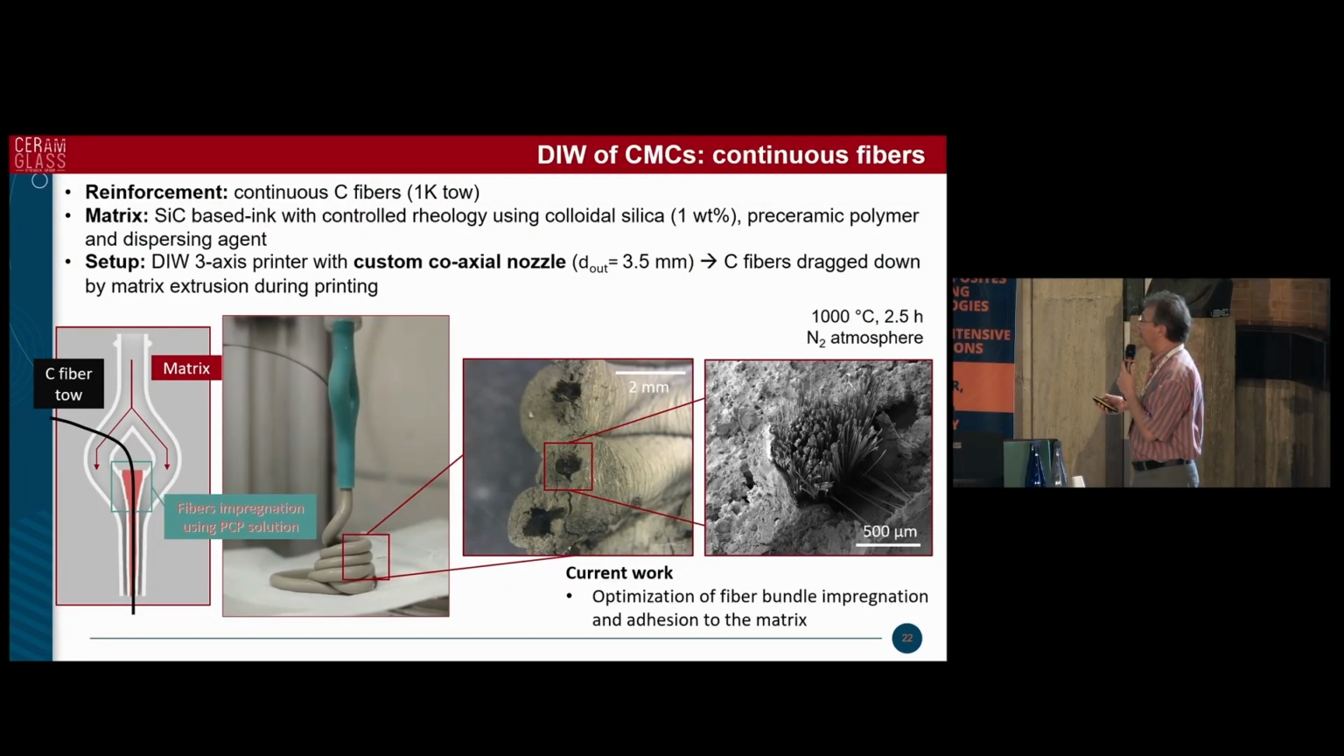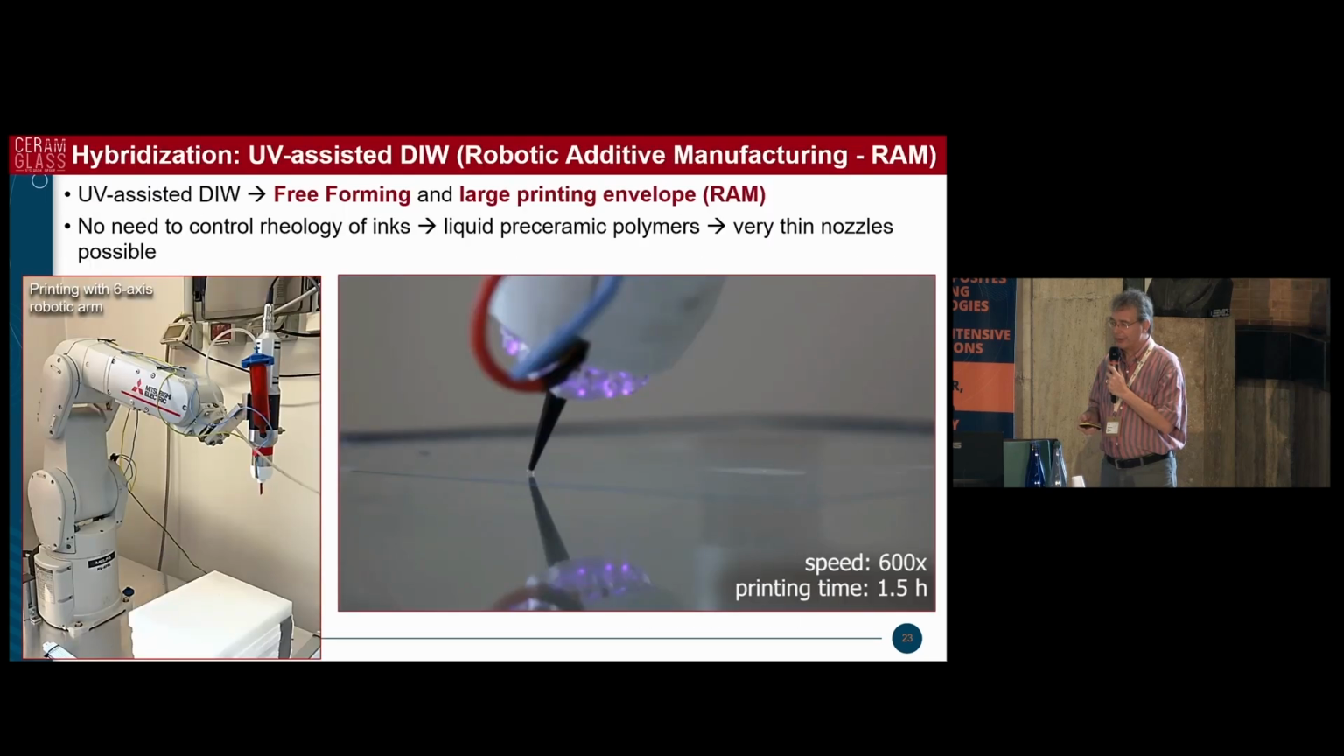So there are no cracks in the filaments because the interface was very weak. And this is related also to the fact that we didn't do enough pre-pregging of the fibers, so we are now modifying the setup in order to be able to print.